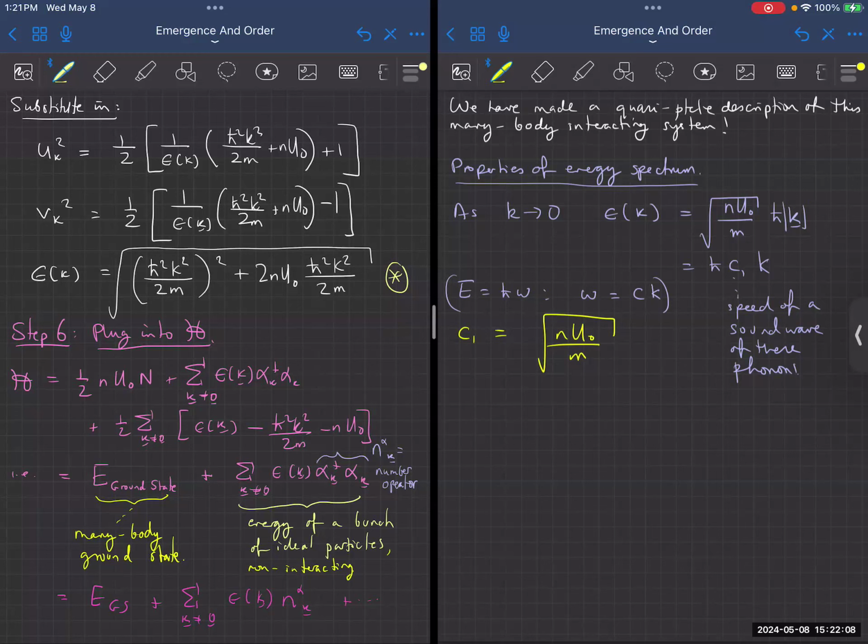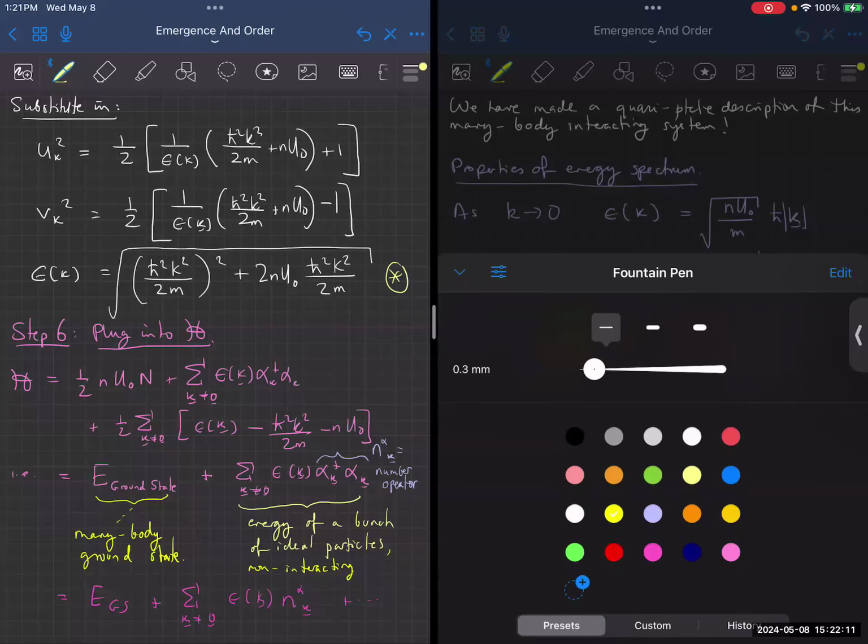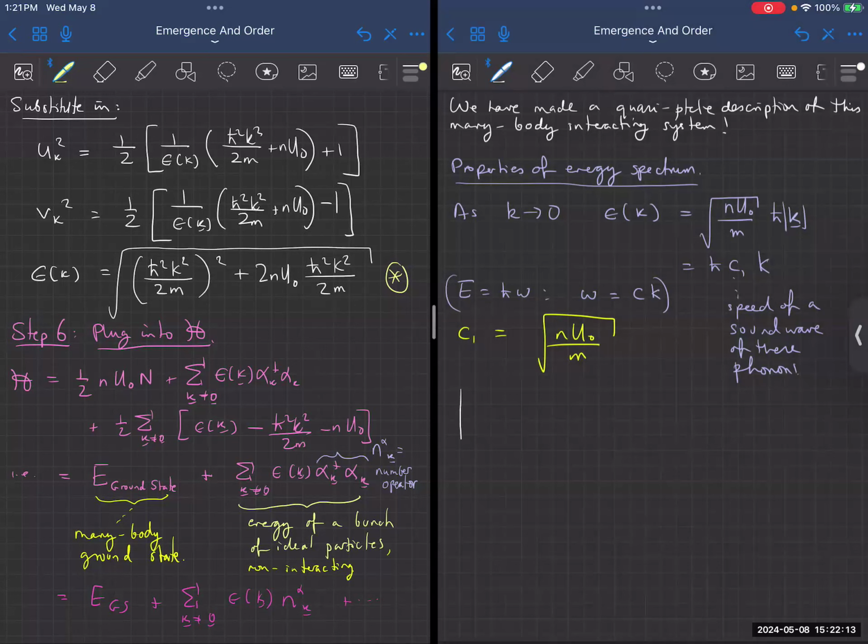So these things look like this. Let's just remind ourselves what we started with. When we started with ideal bosons, I plot the energy as a function of k. So for ideal bosons, the energy dispersion relation looks like this. It's just going up like that, and this is the curve E equals h bar squared k squared over 2m. So it's a quadratic.